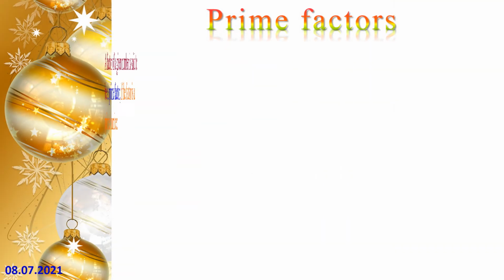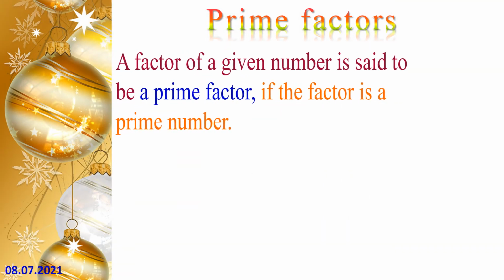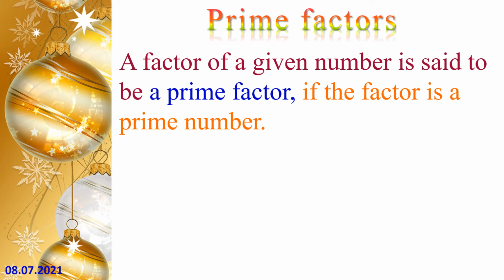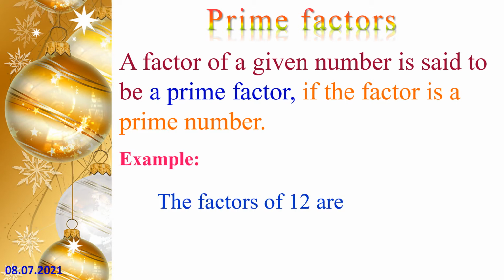Next, let us see what prime factors are. A factor of a given number is said to be a prime factor if the factor is a prime number. That's all. Okay, let's see the examples. The factors of 12 are, what's that? 1, 2, 3, 4, 6 and 12.